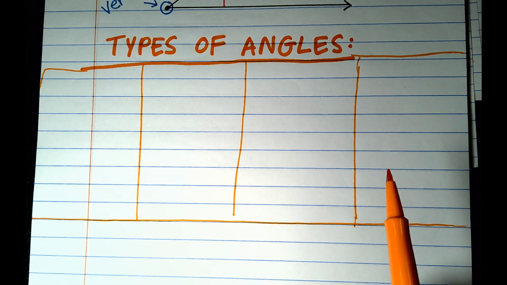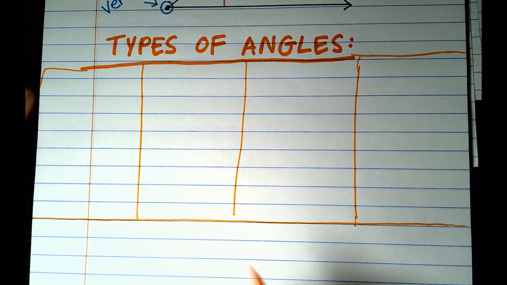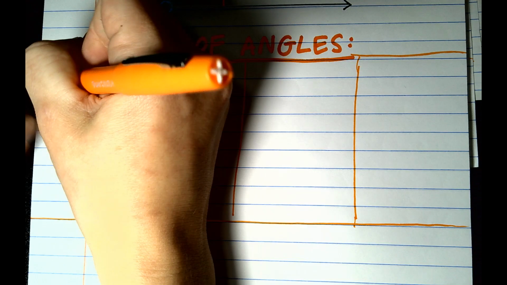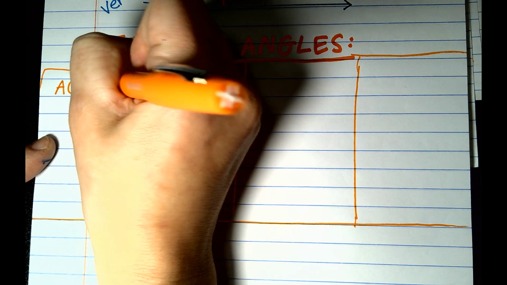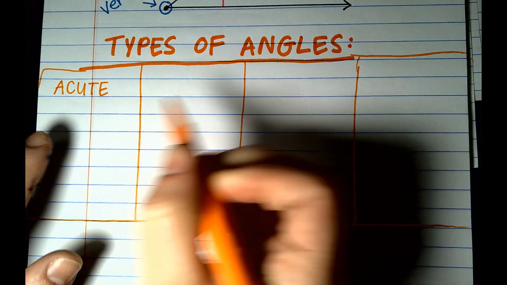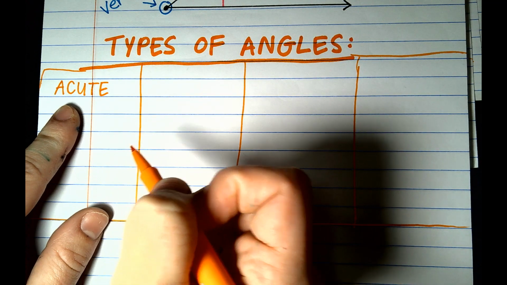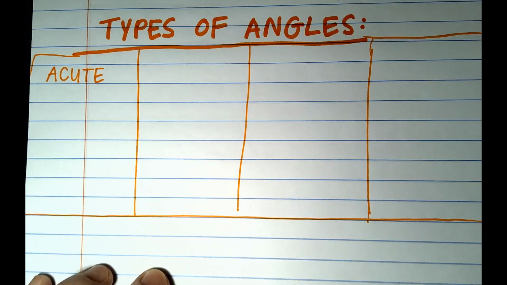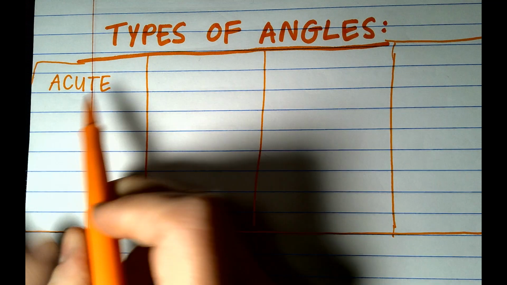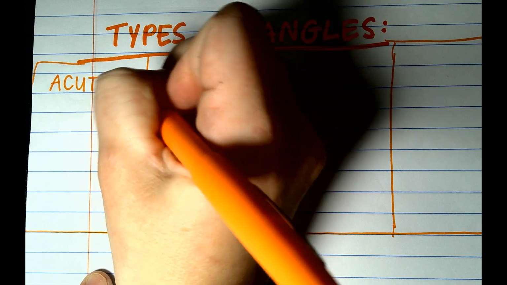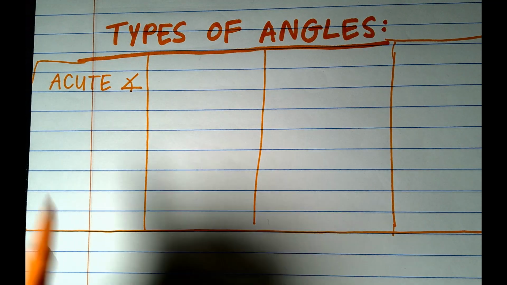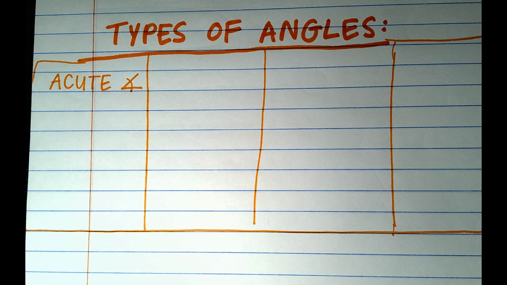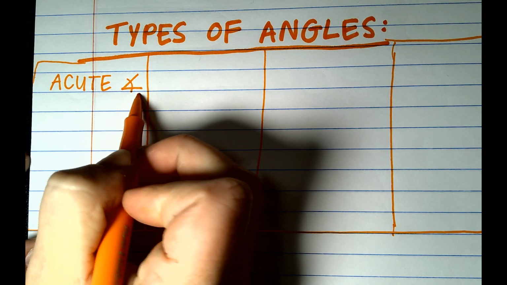So the first kind of angle we will talk about is called an acute angle. And instead of writing the word angle, I'm going to show you the symbol that we use. You just draw a miniature angle with a little arc in it. An acute angle. That's the first type.